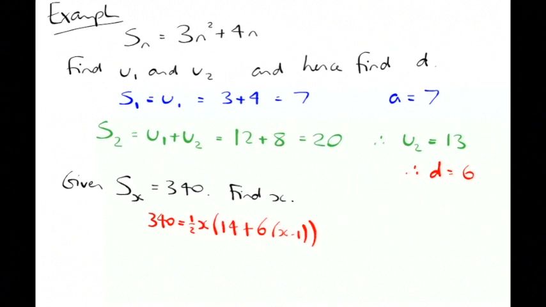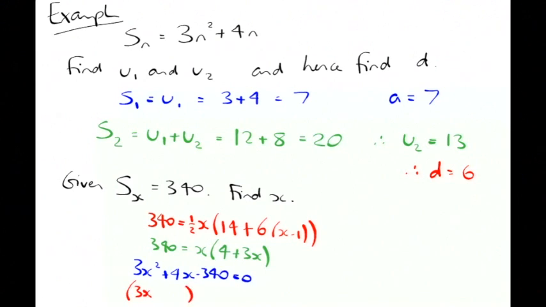I'm going to multiply out that bracket and take in the half at the same time. So 14 minus 6 is 8, and then half it is the 4. And the 6x halves become 3x. Expand that out, we get 3x squared plus 4x minus 340 equals 0, which is the same as what we'd got the other way. We can factorise that nice and easily.